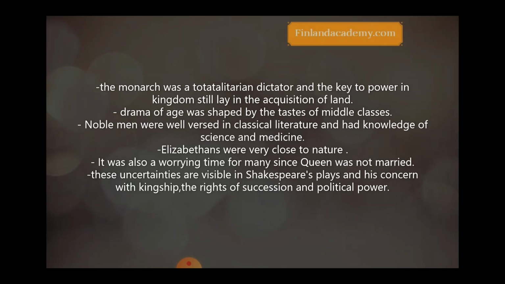The queen was not married, and there was no direct heir to the queen. The nearest in line to the throne was James VI of Scotland, a bitter enemy of England. So these worries and uncertainties are visible in Shakespeare's plays, and in particular the overriding concern with kingship, the rights of succession and political power.